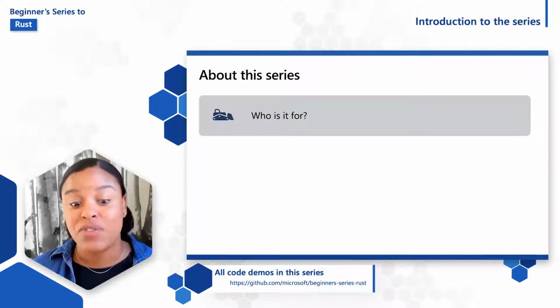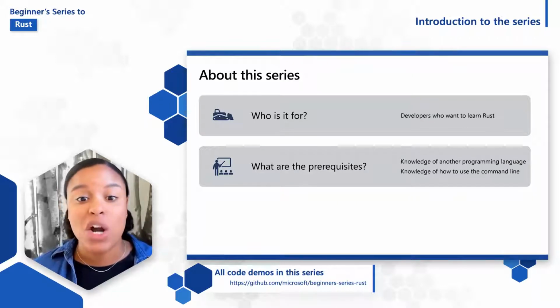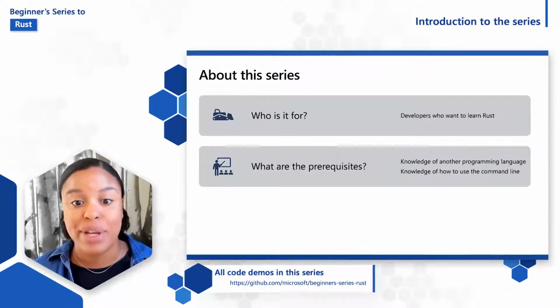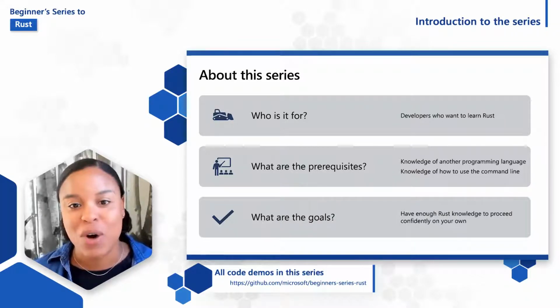This series is for developers who are interested in and want to get started programming with Rust. While this is a beginner series for Rust, you should ideally already have some experience and familiarity with another programming language. You should also be comfortable using the command line to install programs and create directories. The goal is that by the end of this series, you will have enough knowledge to confidently go forth and write your own Rust programs.